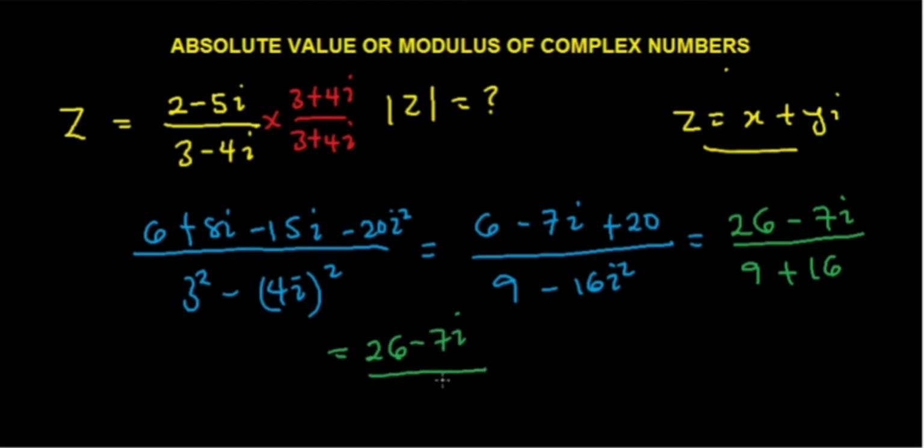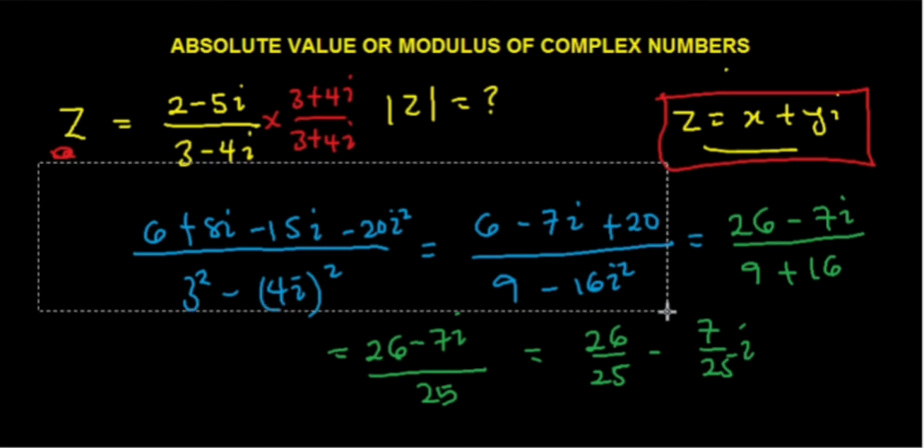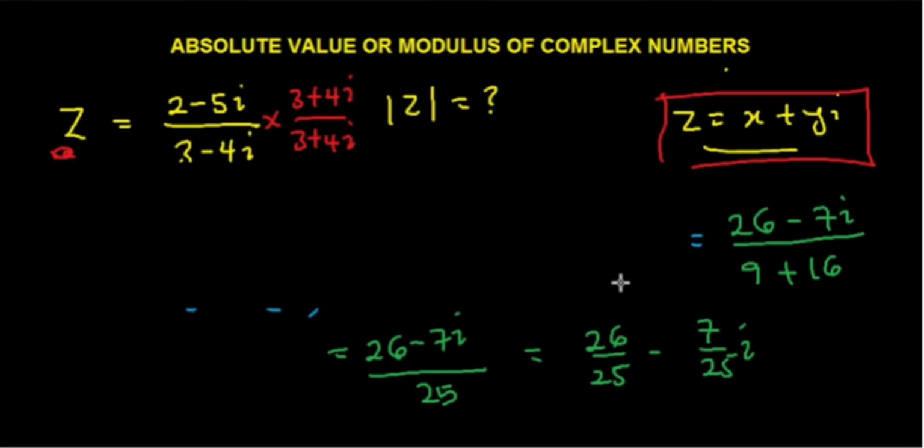Some people go and do 35. No, i and 26 are not the same thing. That will be 25 here. So I have this in the form 26 over 25 minus 7 over 25 i. So I've gotten my representation in this form, and now we can go ahead and use our formula to find the modulus of this expression.